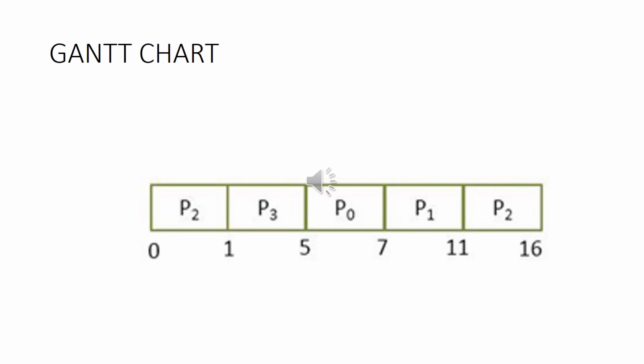Only after the completion of P3 does it start execution of P0, and only after completing P0 does it start execution of P1, and then it processes P2. So this is how the processor executes each and every process allocated to the CPU according to the shortest remaining time algorithm.